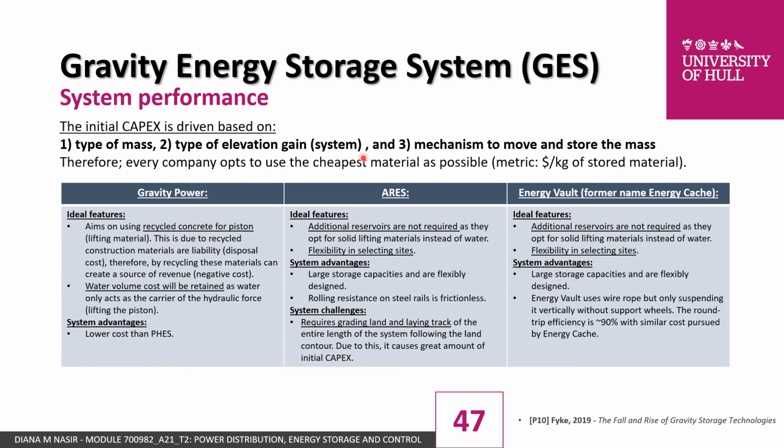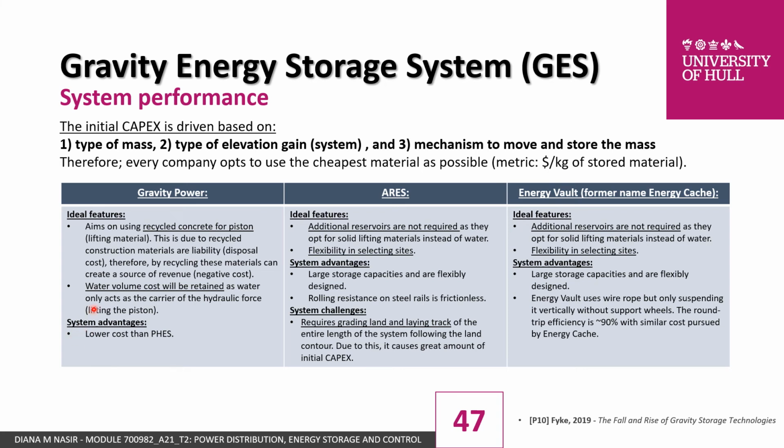Now we will compare the system performance between the three GES technologies that we have discussed. We will start with the gravity power, which introduced the borehole GES. The ideal features are that the system can use recycled materials, especially construction waste, which can be a liability because of its high disposal costs. Therefore, by recycling the materials and reusing them to build the suspended piston, the cost of purchasing the solid materials can be reduced. The next one is that there will be no additional cost for the water since the water density is retained.